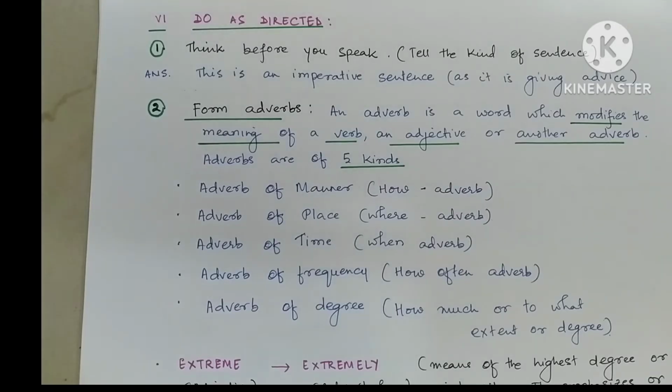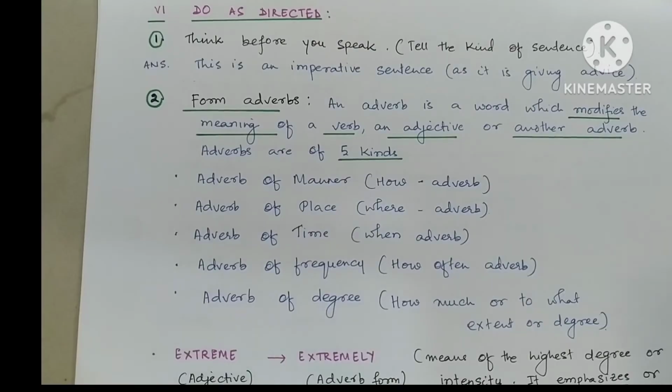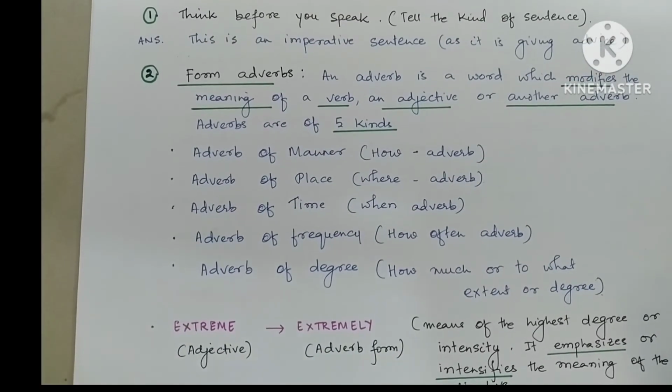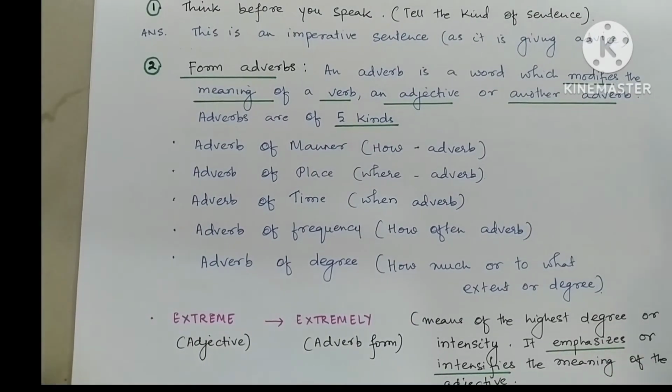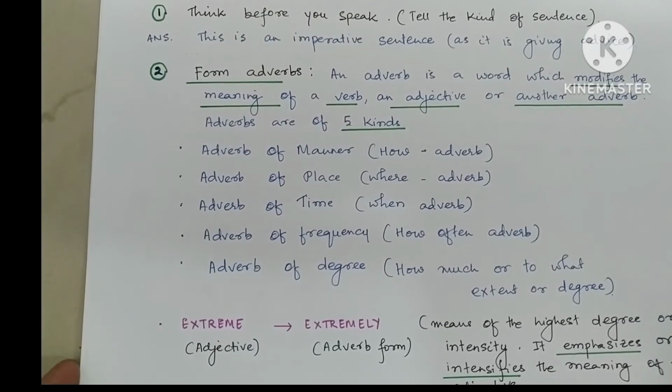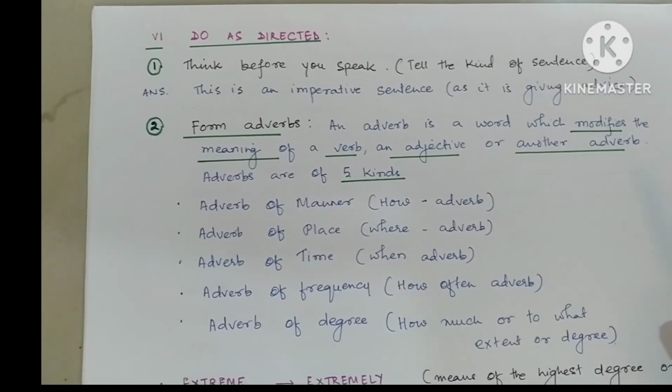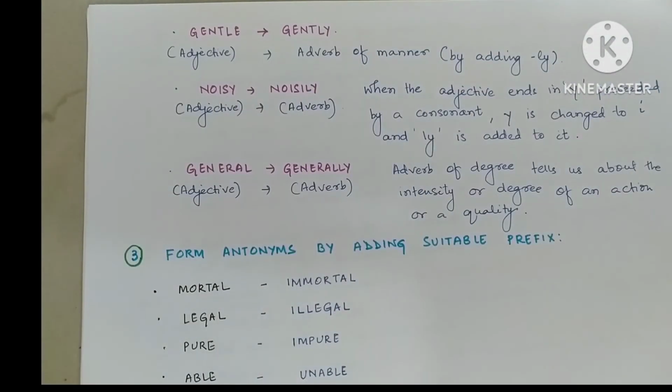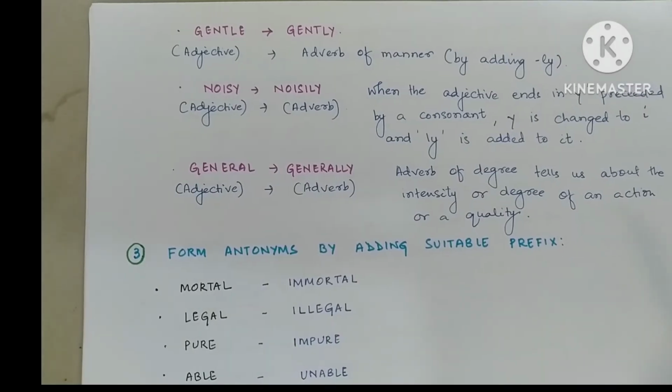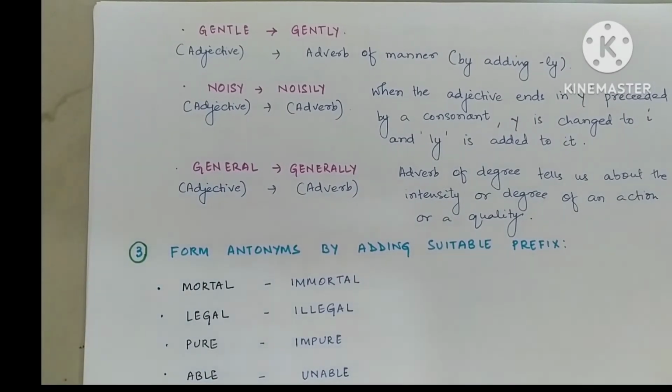So extreme is an adjective which takes its adverb form as extremely, meaning of the highest degree or intensity. It emphasizes or intensifies the meaning of the adjective extreme. Next is gentle. Now gentle becomes gently. Gentle is an adjective and gently is the adverb of manner which is got by adding ly.